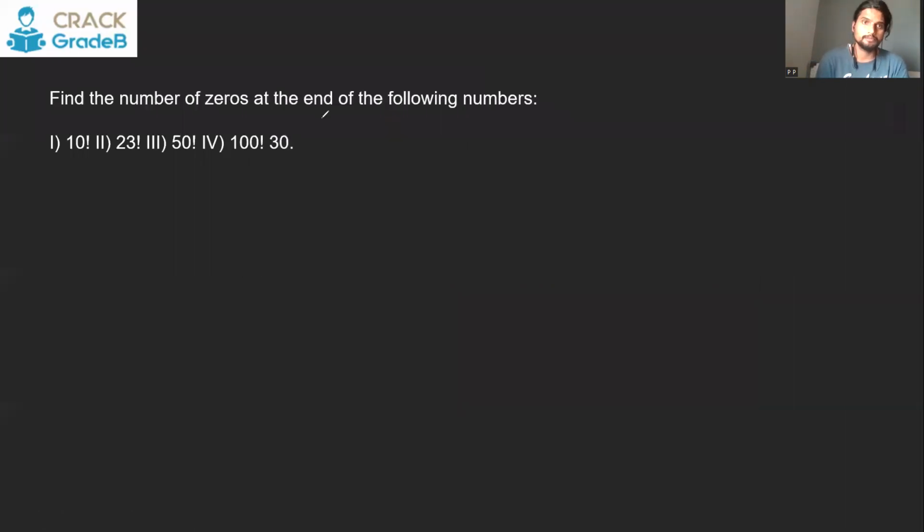Find the number of zeros. Number of zeros, who decides? Number of zeros means number of tens. So who decides the number of tens? 10 is 2 into 5. So 2 will be in abundance, 5 will be critical. So the number of fives decides the number of tens. So you just have to count the number of fives.